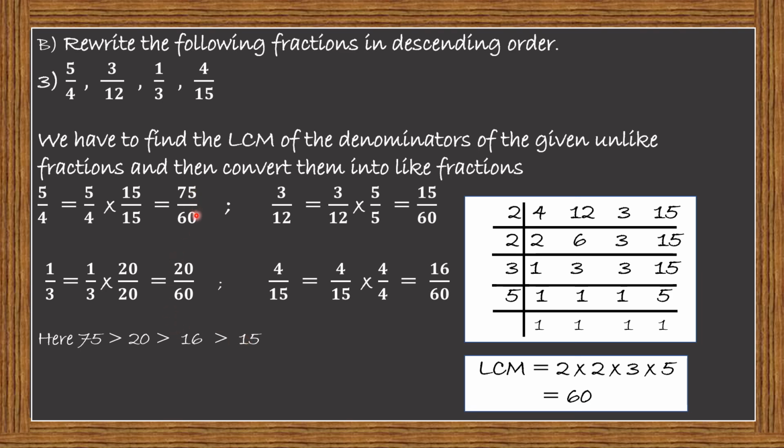But this is represented by which fraction? 5 upon 4. This is an equivalent fraction of 5 upon 4. So we must say that 5 upon 4 is greater than 20 by 60, which is representing 1 upon 3, which is greater than 4 upon 15, because it is the next number, that is 16. And this 15 is with this new fraction 15 upon 60, which is nothing but an equivalent form of 3 upon 12. This is how you can compare unlike fractions with different denominators.